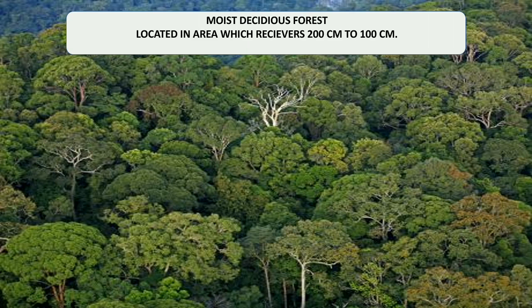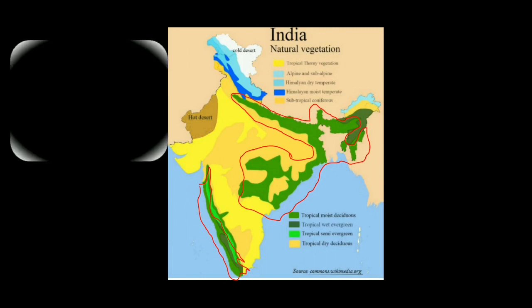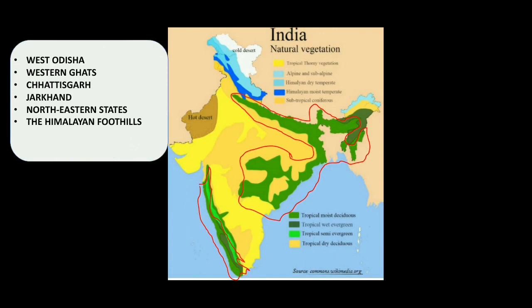Here in this moist deciduous forest, they receive an annual rainfall of 200 centimeters to 100 centimeters throughout the year, and it is located in areas of Western Ghats. You can see the areas which are marked with the red line, in areas such as Western Ghats.